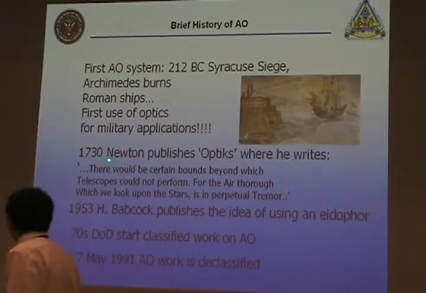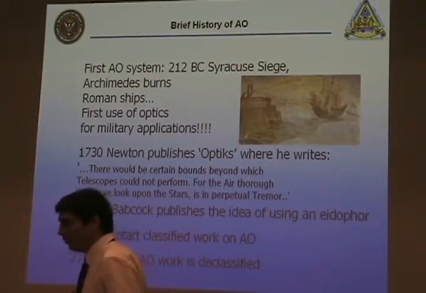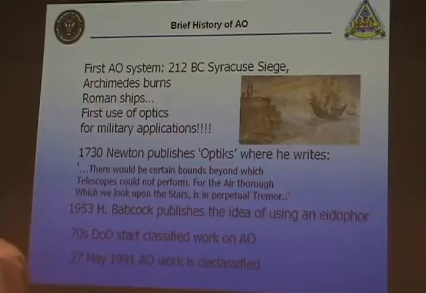Then in 1730, Newton published works where he talked about the air causing problems for a telescope, and that you have to go to the mountains to try to get away from the atmosphere as much as possible. I have a question.